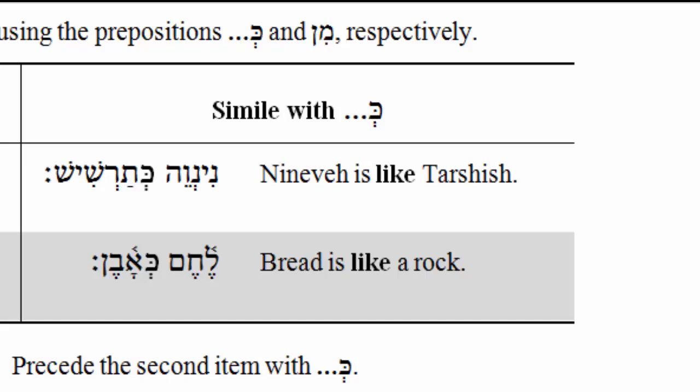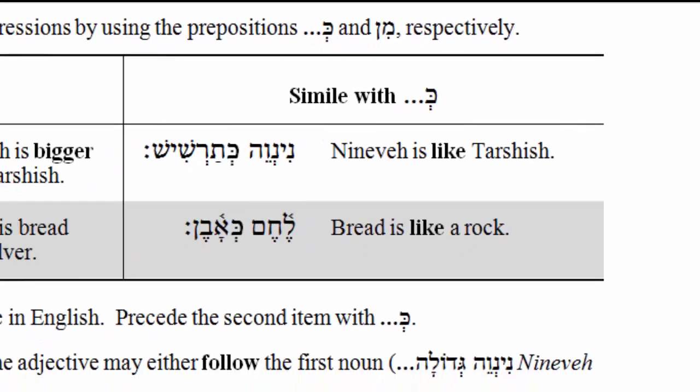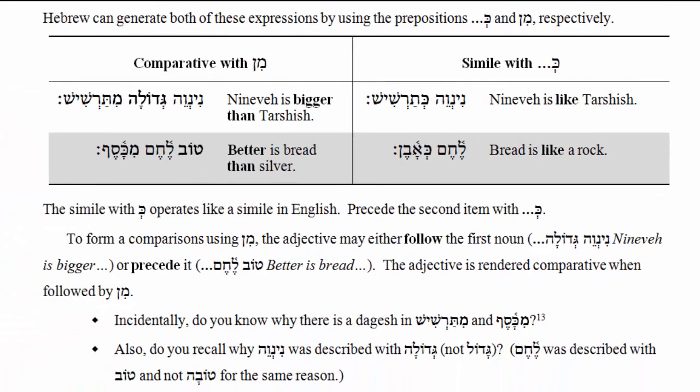In case you're wondering about the pronunciation Aven, it is Evan when in pause, just as lechem when in pause becomes lachem. The way in which Hebrew employs the preposition ke to develop a simile is very similar to the way English uses the word like. Simply precede the second item you're comparing with ke.